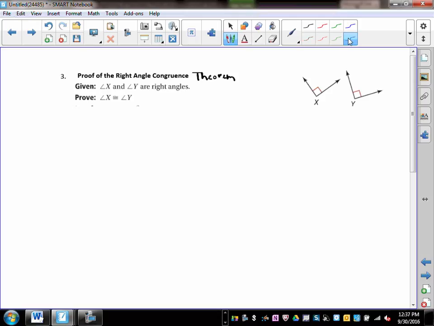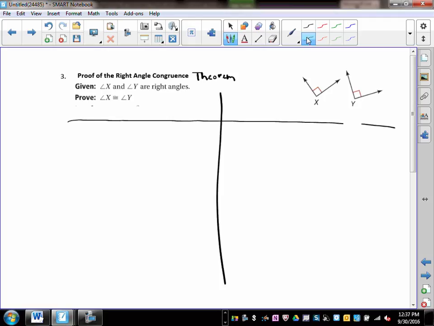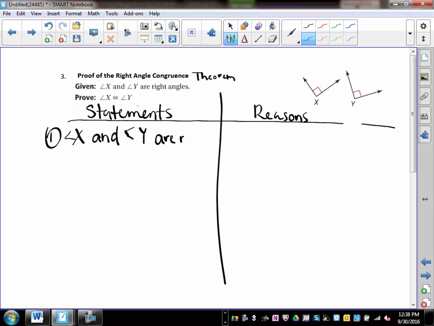Okay, so let's set up our 2 columns here. Statements. Reasons. And our very first statement, angle x, angle y are right angles. That's given to us.